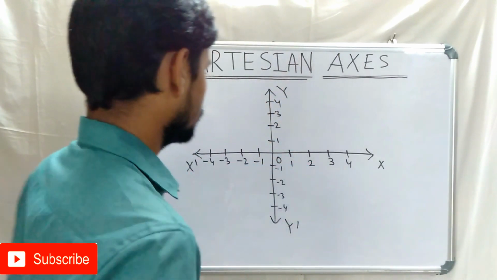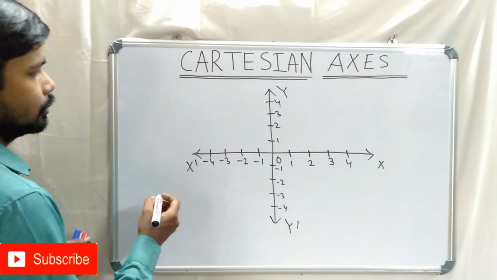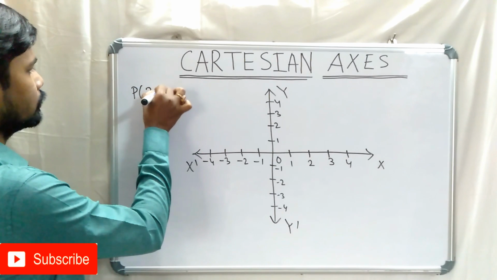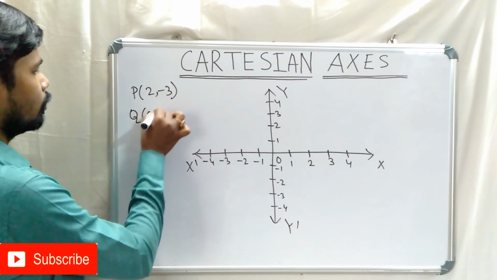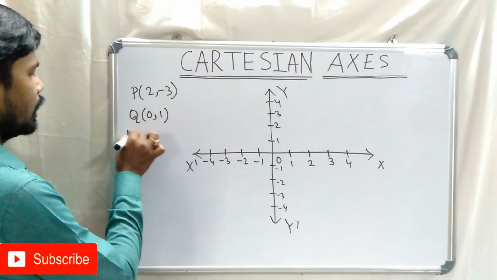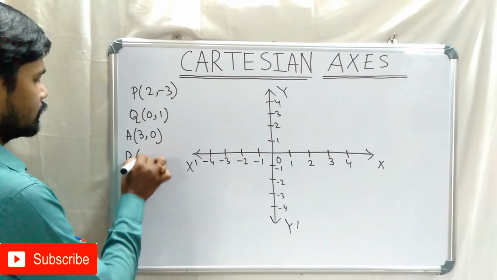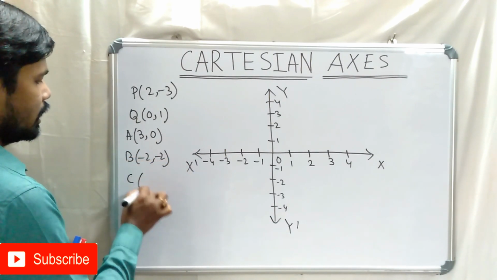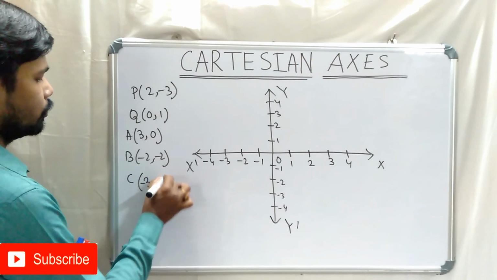So look, suppose we are going to discuss plotting the points, say point P as 2, minus 3, point Q as 0, 1, point A as 3, 0, point B as minus 2, minus 2, point C as minus 3, 2, etc.